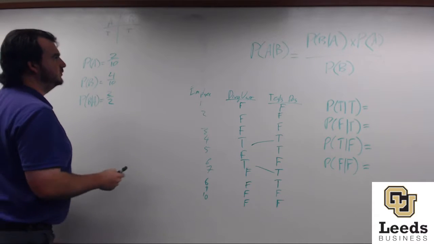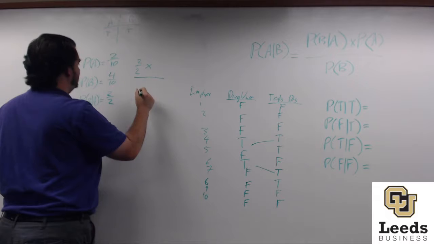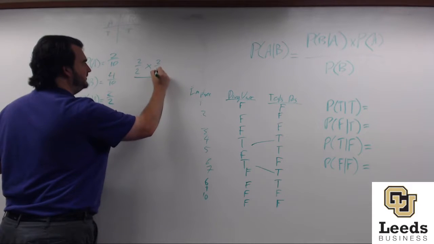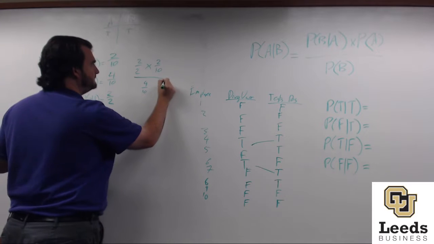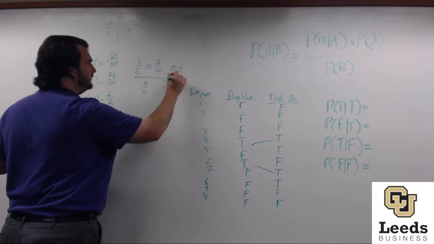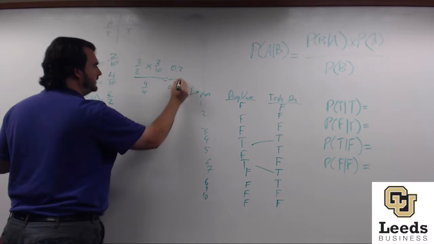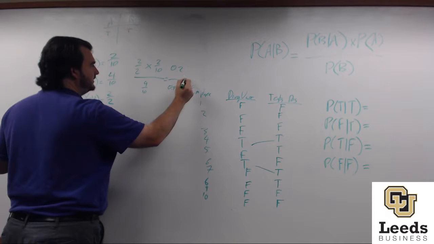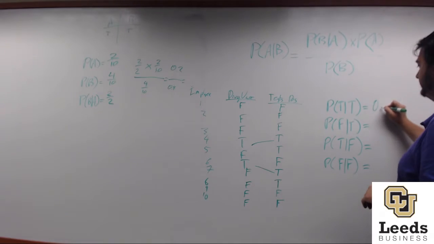Plug it into Bayes' theorem. What do we get? We get 2 out of 2 times 2 out of 10 over 4 out of 10 is equal to 0.2 over 0.4 is equal to 0.5. So I'm going to go right down over here, 0.5.